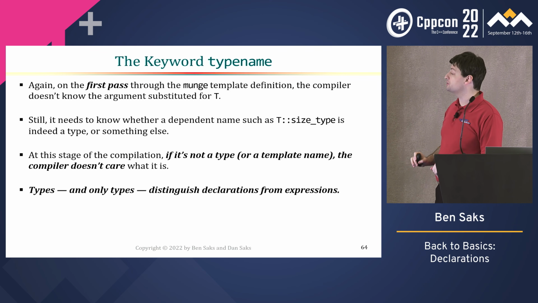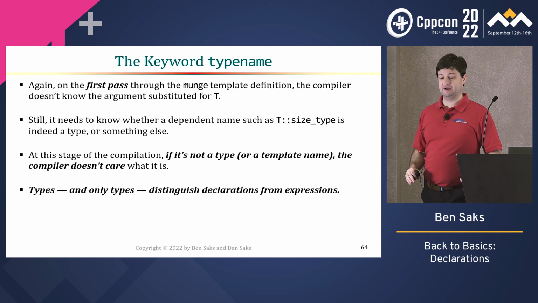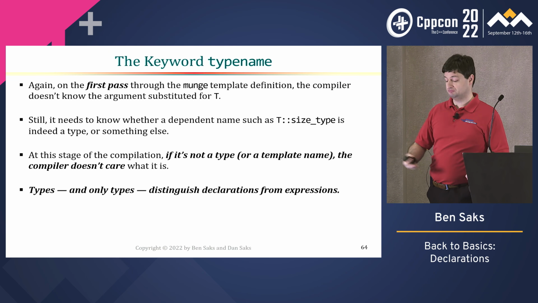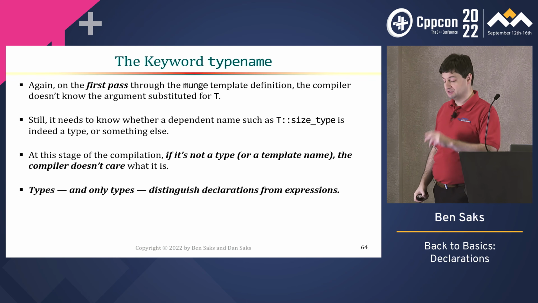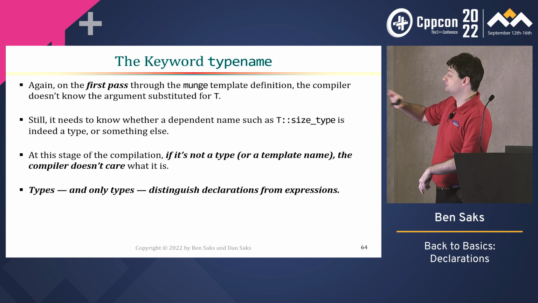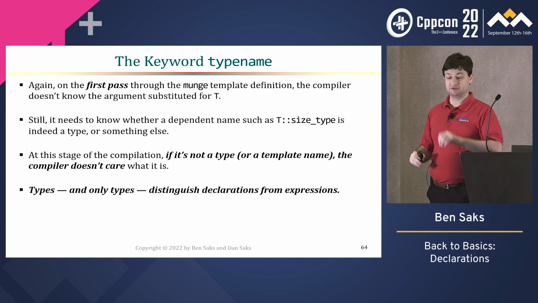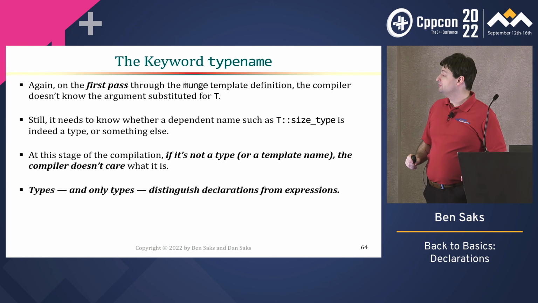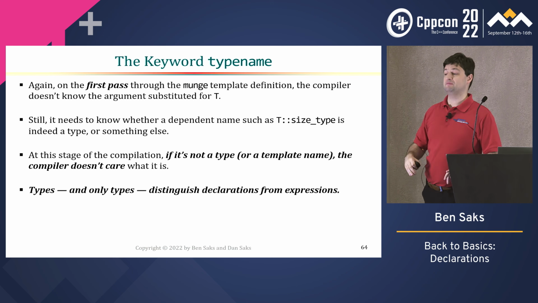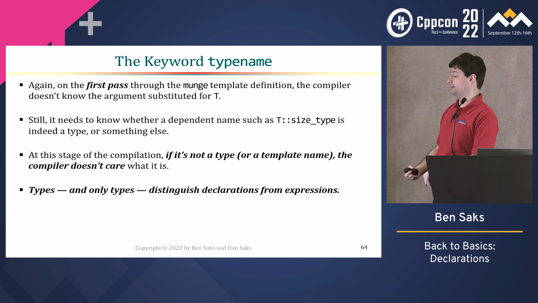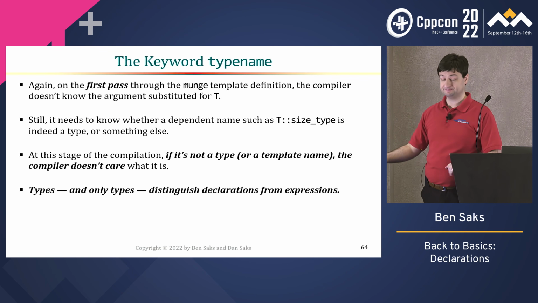But it's important for the kinds of error checking that we want the compiler to give us, to know whether something is a type name or not. Because knowing that something is a type name makes it clear that we're declaring something, and can make the difference between declaring something and writing something like a multiply expression.